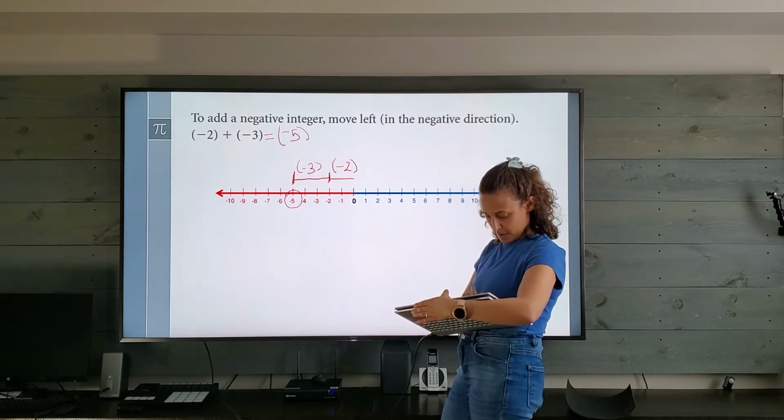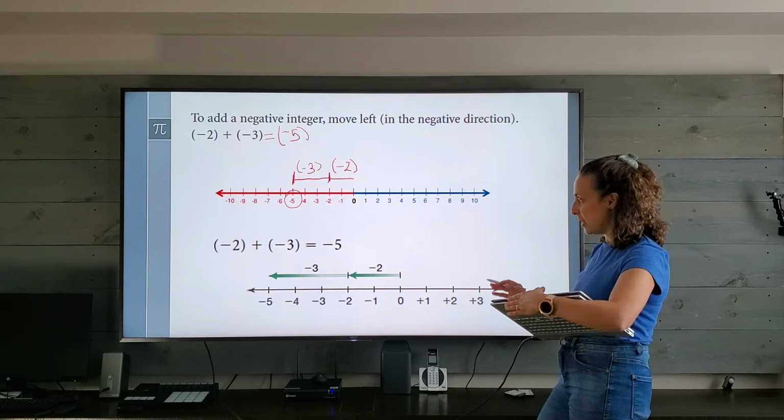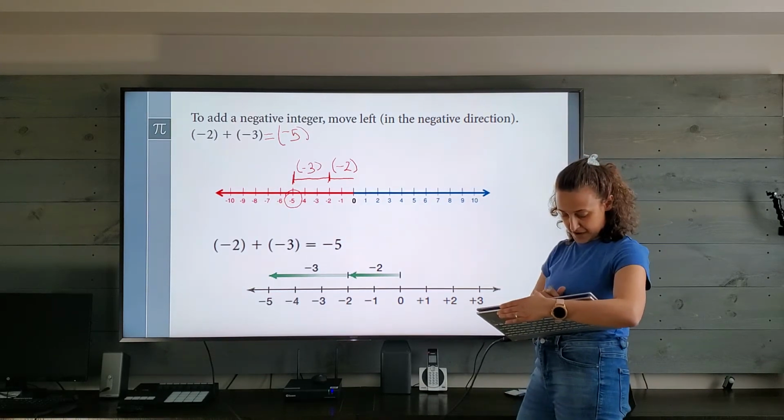Okay? If I take a look, this is how it looks in our math textbooks here. Same idea, we both got -5.